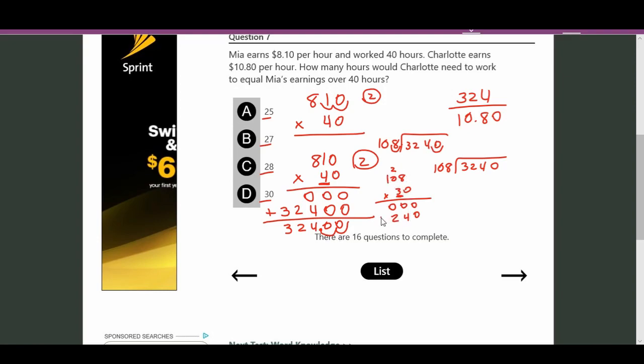1 times 3 is 3. As you can see, we have 0, 0, basically 0 plus 324. So we know this is going to be 324. In other words, 108 times 30 is going to give you 3,240 evenly. So there's going to be no remainder. And we can see that our answer is just going to be 30.